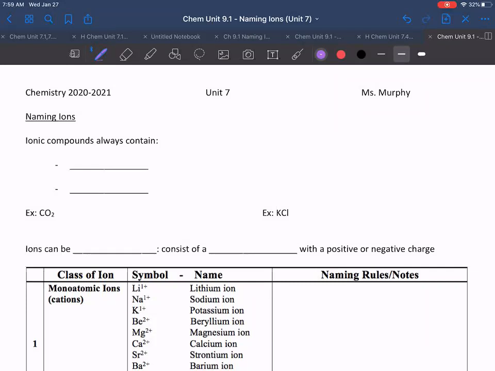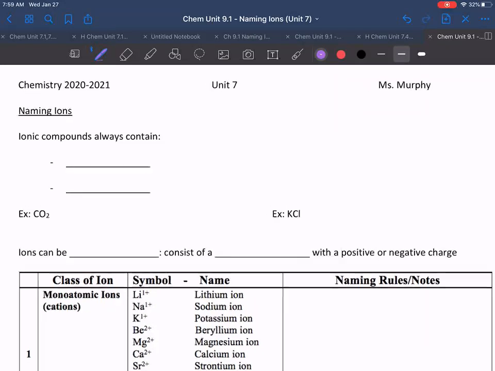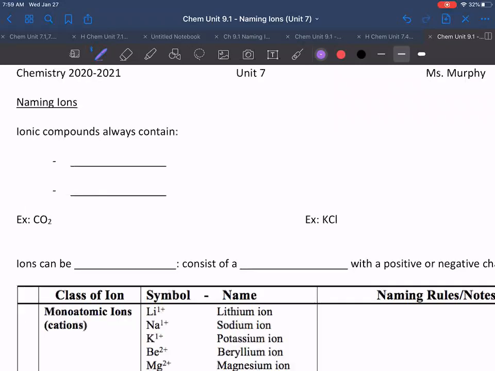With naming ions, if we're figuring out if it's an ionic compound, what two types of elements need to be there for it to be ionic? And what else? A metal. It has to be a metal and a non-metal to be ionic. You need one of each. If they're both non-metals, that's covalent.